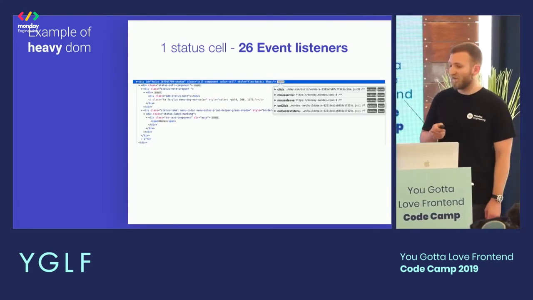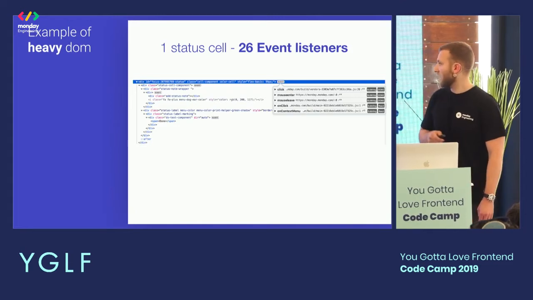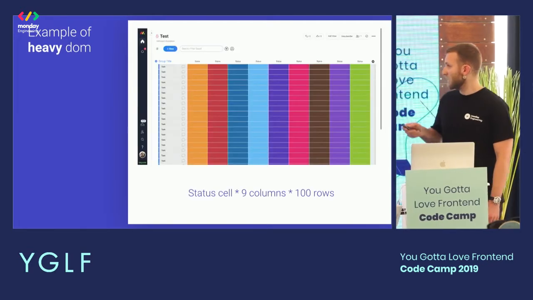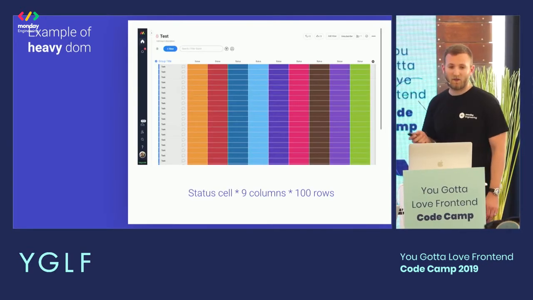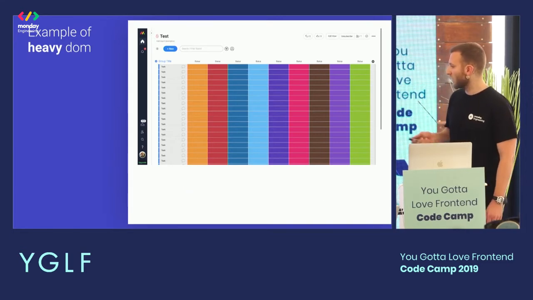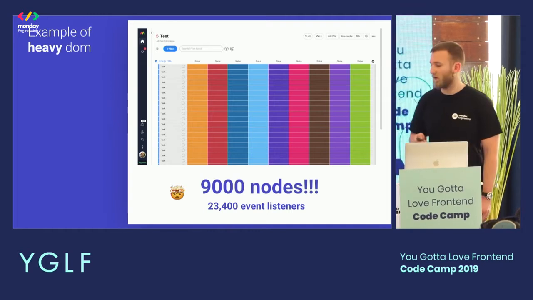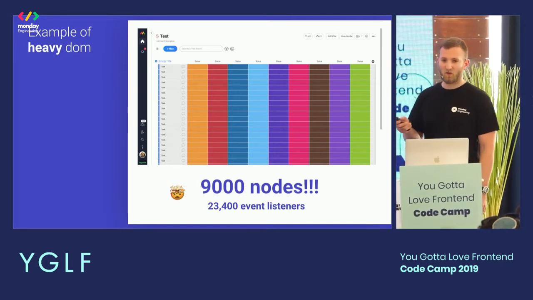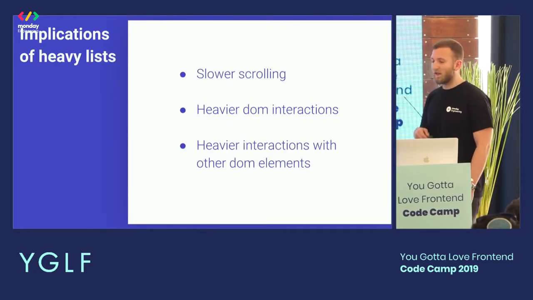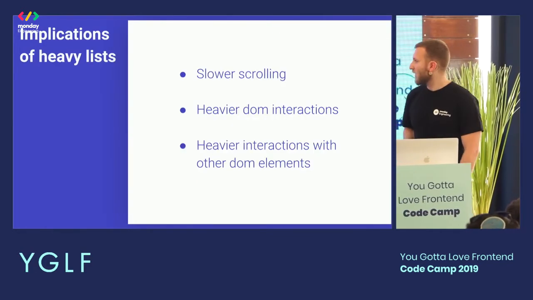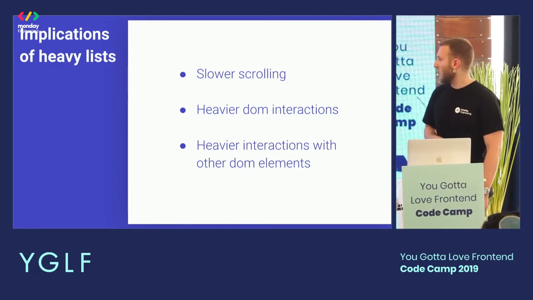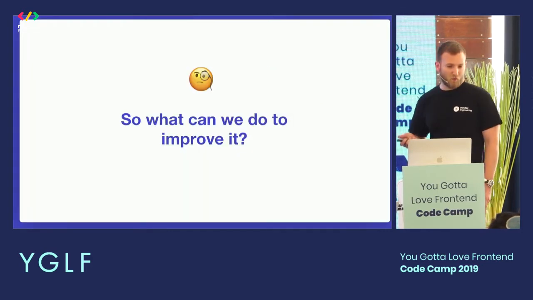We took this screenshot from Firefox DevTools. It's an easy way to find how many event listeners you have in the DOM. And this board, for example, has 9 status columns and 100 rows. If you calculate all together, we get 9,000 nodes and 23,000 event listeners. As we saw, an optimal web page contains 1,500 DOM nodes. So what are the implications of heavy lists? The scroll is slow, the interaction between elements is heavy, so we want to improve it.